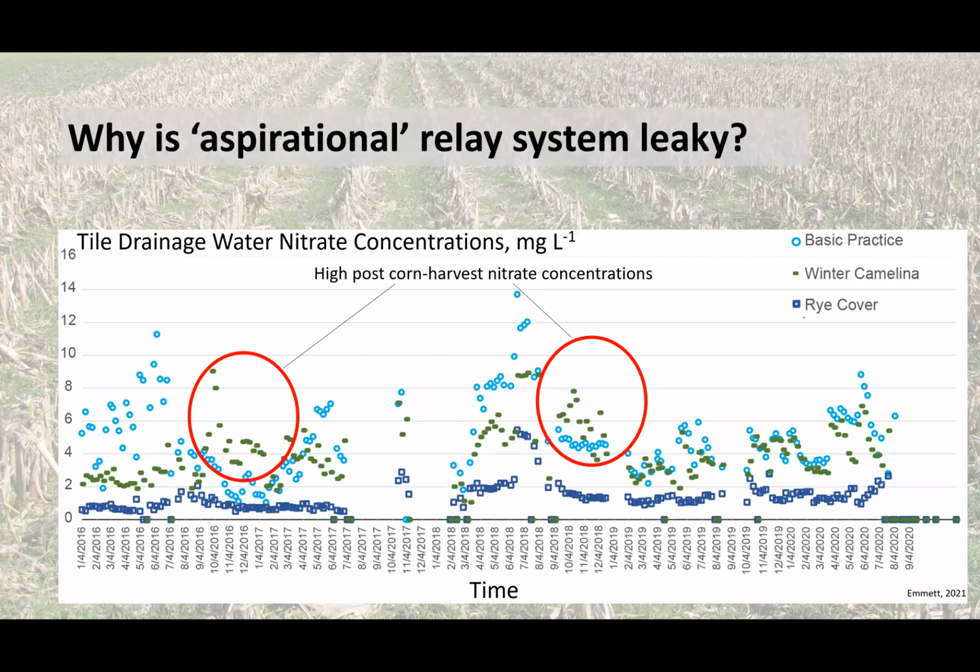In the aspirational system, we lost a lot. So did the Camelina not work? Did it not capture any nitrogen like the rye did, the cereal rye did? Well, here's a problem we have. And Brian Emmett figured this out looking at all the data over time.